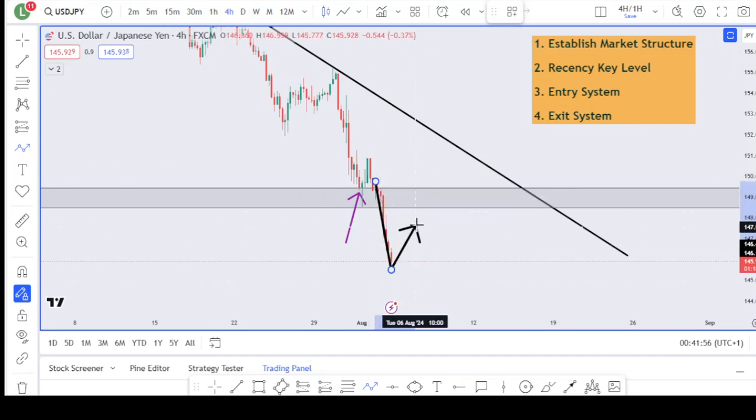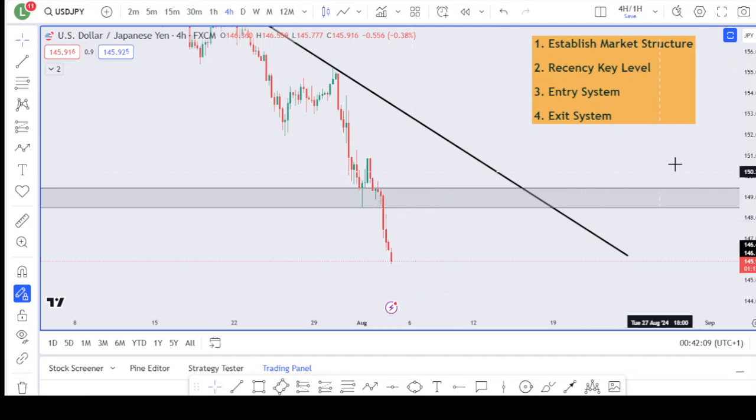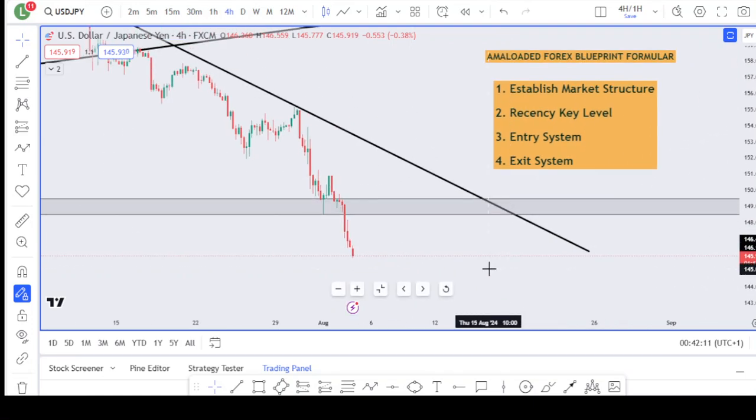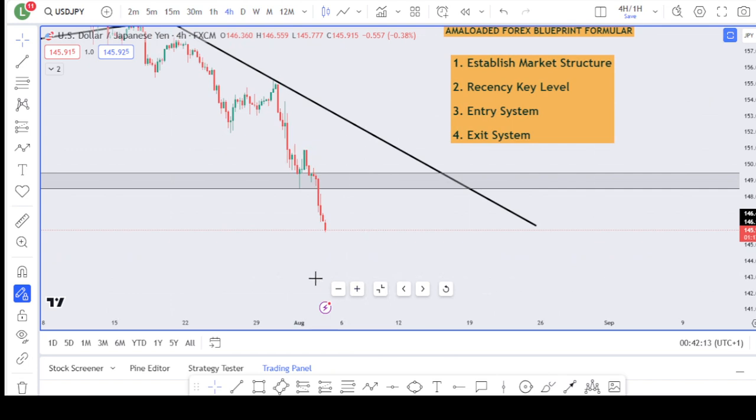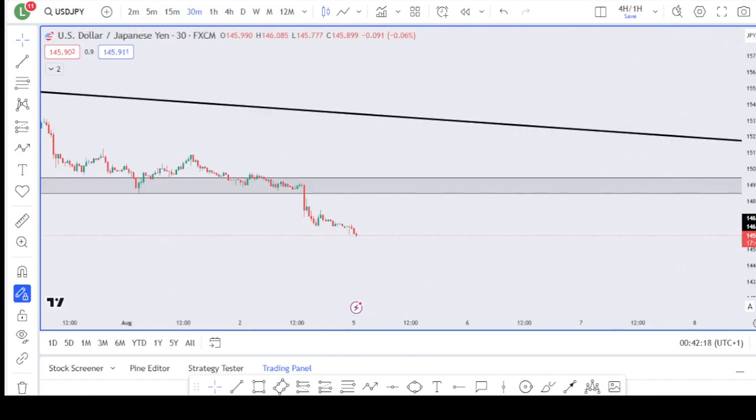Taking it out, then what we are expecting is for price to give us a pullback or a retracement around this zone here so that we can take a sell opportunity to the downside, right? Now, the next step on the list is our entry system. So what we have to do is to go to our 30-minute time frame or 1 hour time frame.